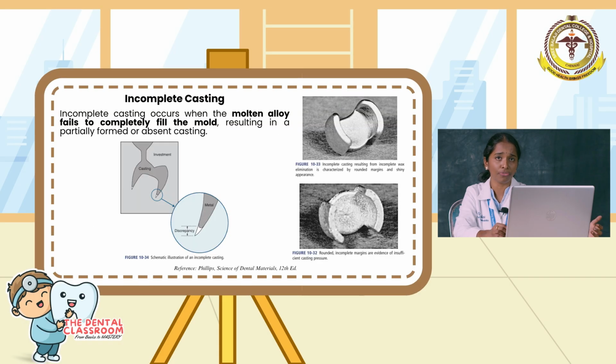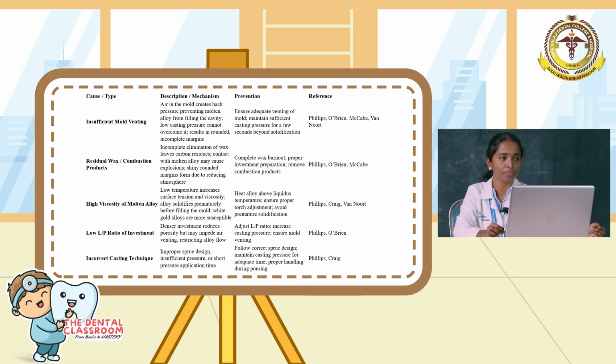Coming to the last type of distortion defect, that is incomplete casting. The incomplete casting occurs when the molten alloy fails to completely fill the mold, resulting in a partially formed or absent casting. This schematic image illustrates the incomplete casting, and also the image on the top right corner shows incomplete casting resulting from incomplete wax elimination, that is seen as a rounded margin and shiny appearance. Coming to the different types of incomplete casting, the possible causes and the prevention mechanism. So, we will see one by one.